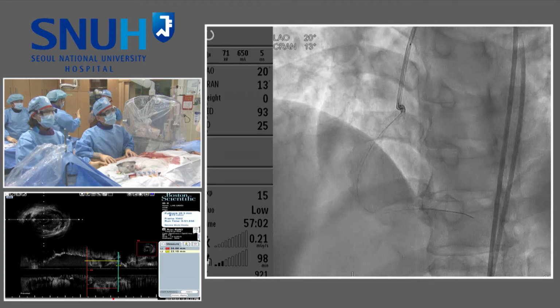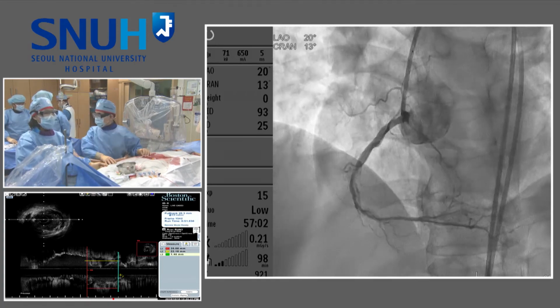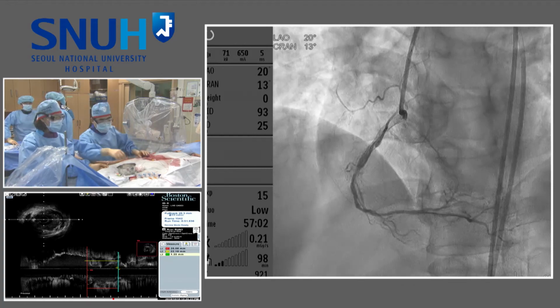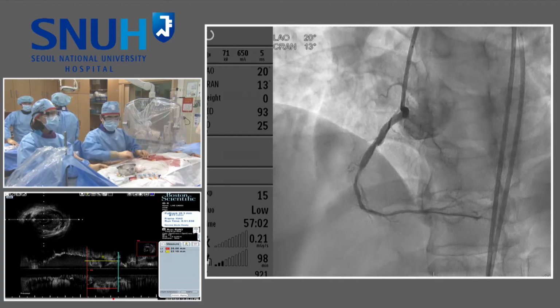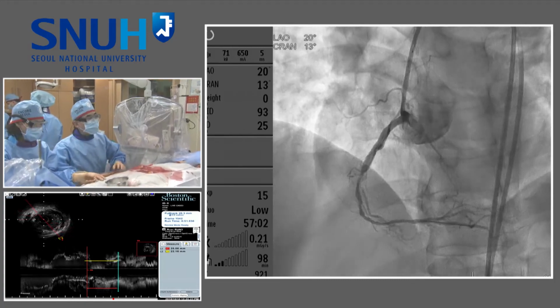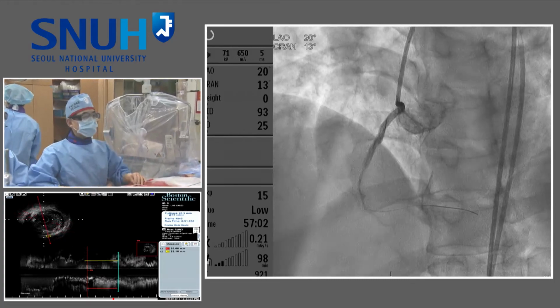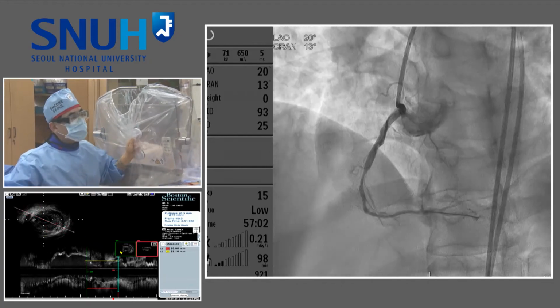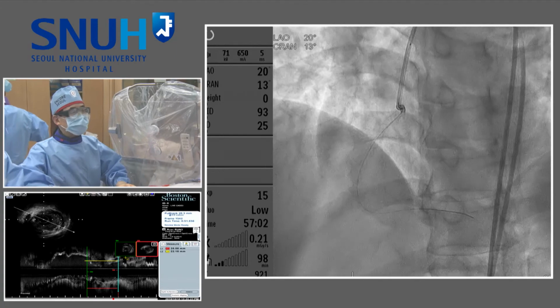For a 22 stent. Okay, we decide 2.75 by 22. And nominal pressure prolonged, and then a little bit retrieve and inflate at maximum pressure.